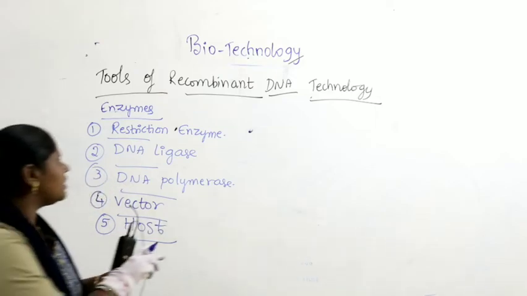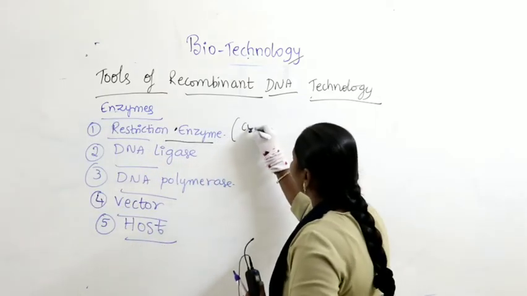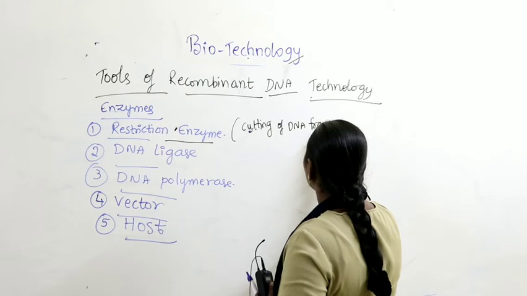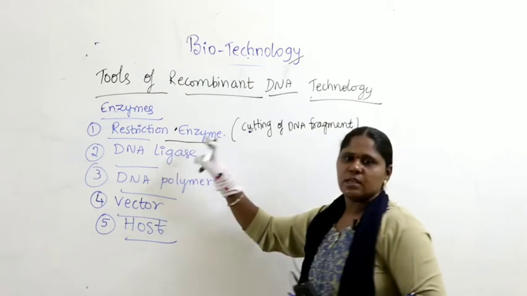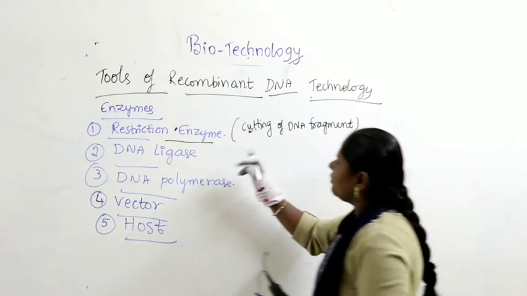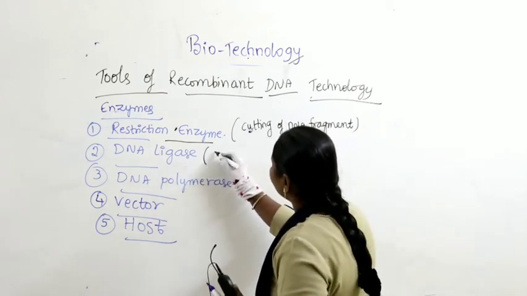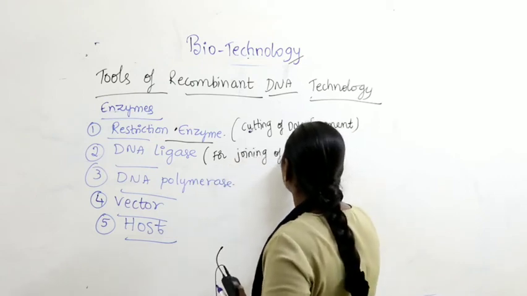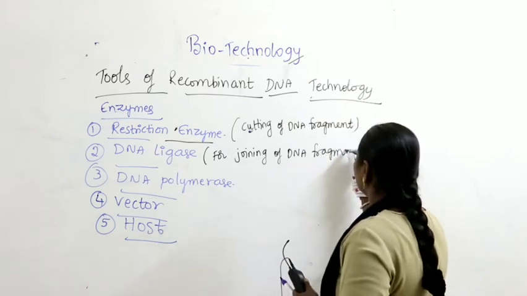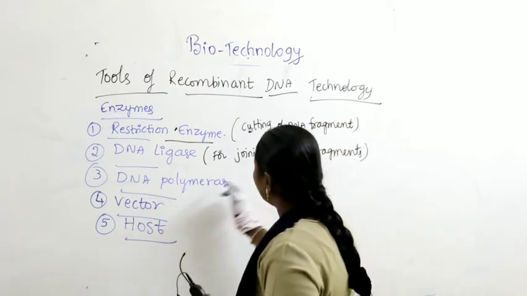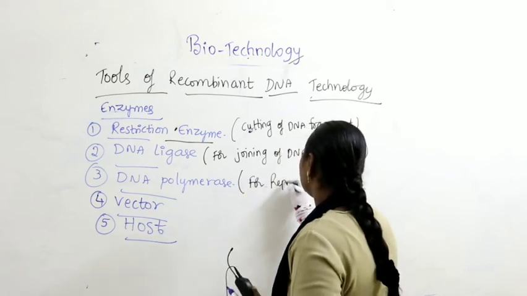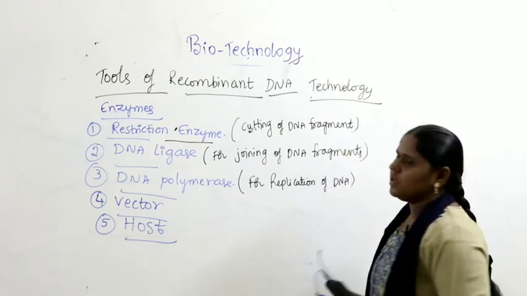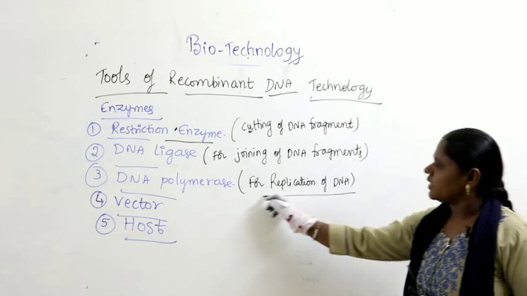So what are the things they needed here? What is restriction enzyme meant for? For cutting off DNA fragments. Restriction enzyme plays an important role in cutting off DNA fragments. And what is DNA ligase for? For joining of DNA fragments. And what is DNA polymerase for? For replication of DNA. DNA polymerase is needed for replication of DNA.